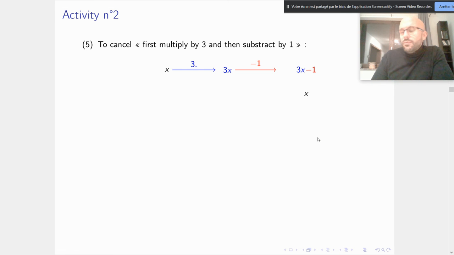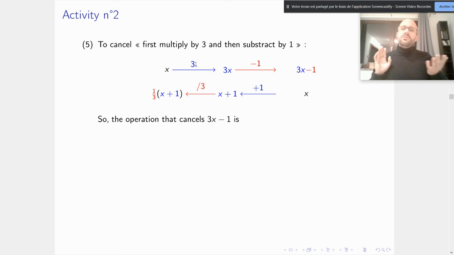We start with a real number, and we verify if it works afterwards. We take x, we go backwards, so what cancels minus 1? Of course, adding 1. We learned that in the previous slide. After that, what cancels multiplying by 3? Of course, dividing by 3. So we have to check that what cancels 3x minus 1 is 1/3 of x plus 1.